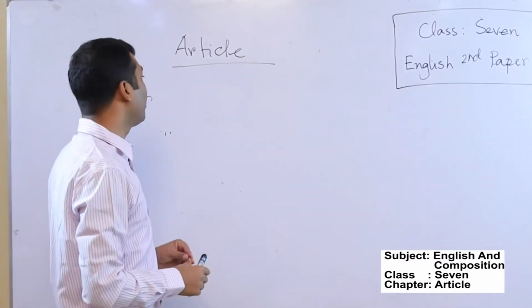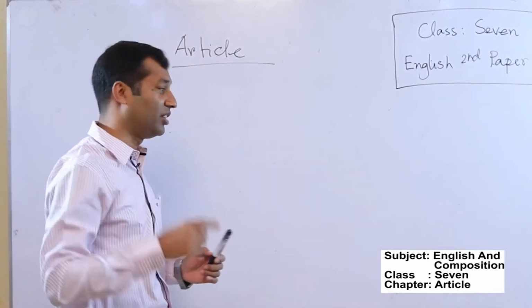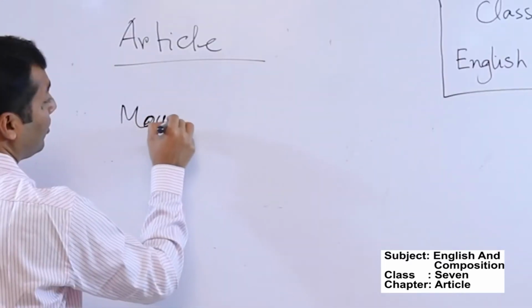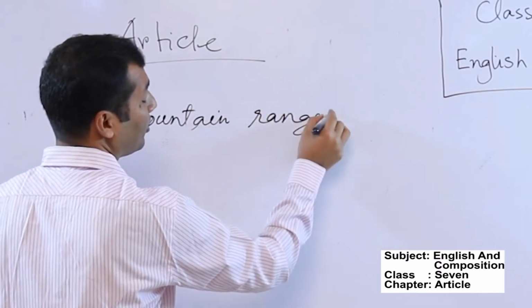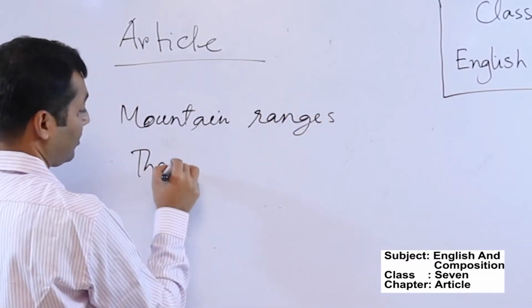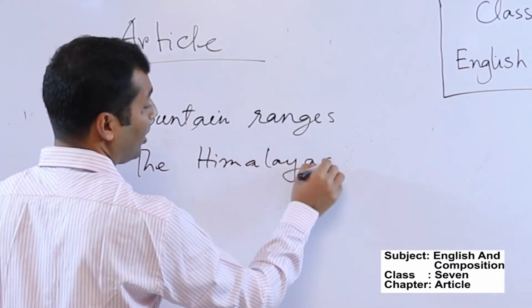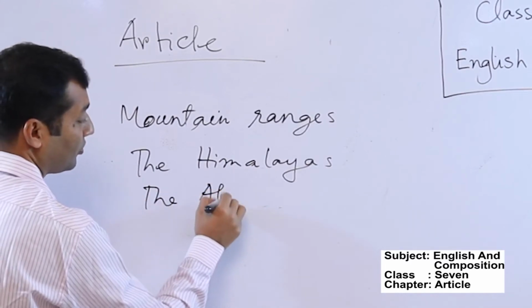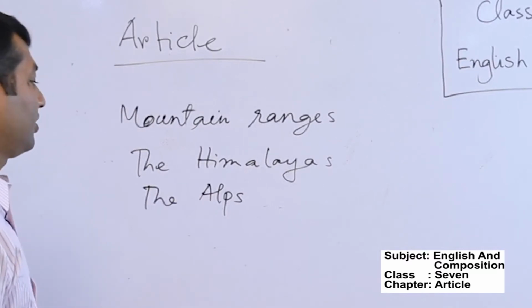Before the names of mountain ranges. Mountain ranges, a group of mountains together. For example, the Himalayas. The Alps. So these are the mountain ranges.